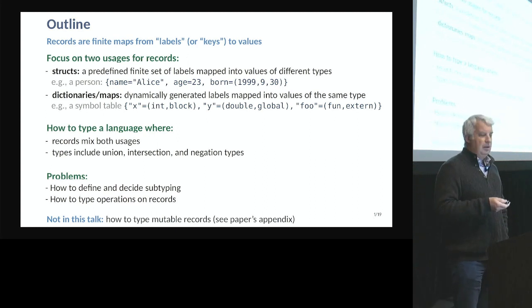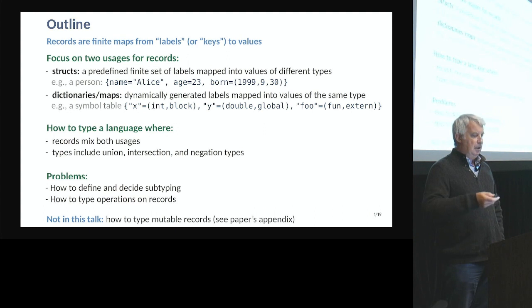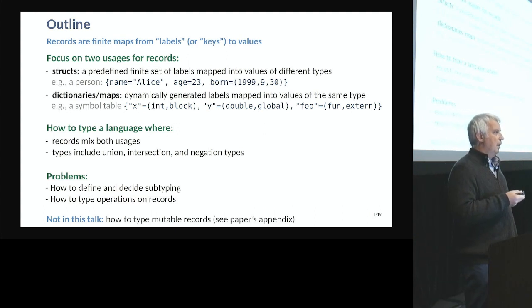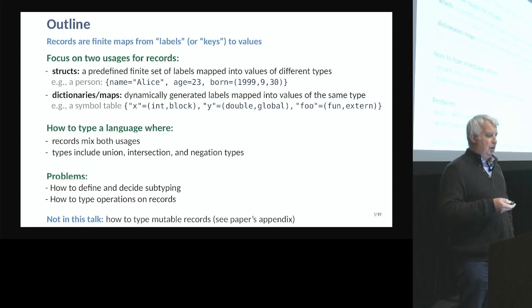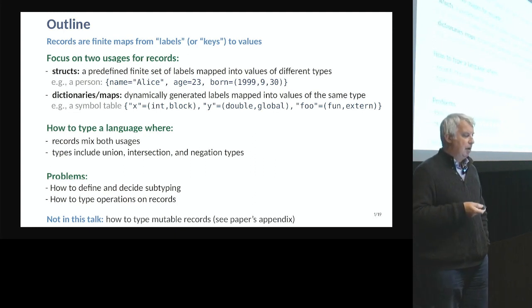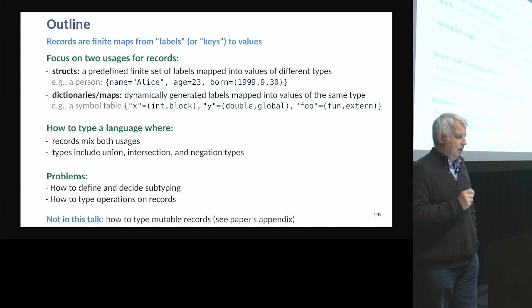One is like structs, which means you have a predefined set of labels mapped into values of different types. And if you select a label that is absent, then you have a runtime error. The other is dictionary maps, associative tables, in which labels are generated at runtime. And if you select a label that is absent, it gives you one particular value.